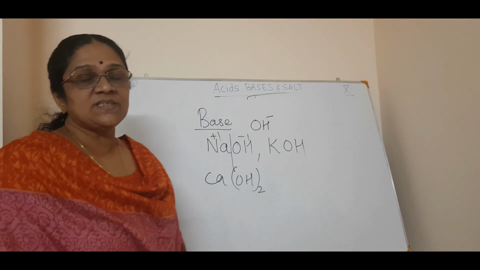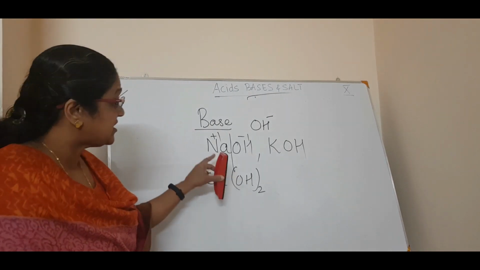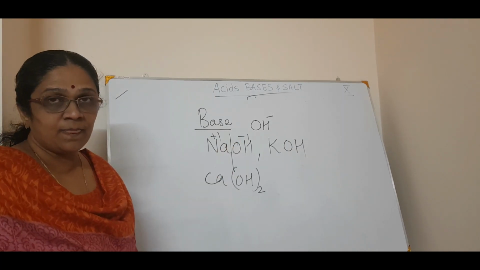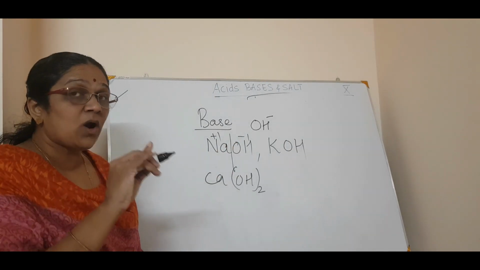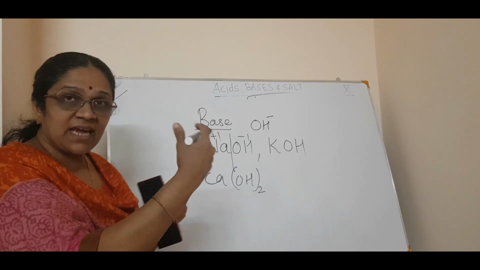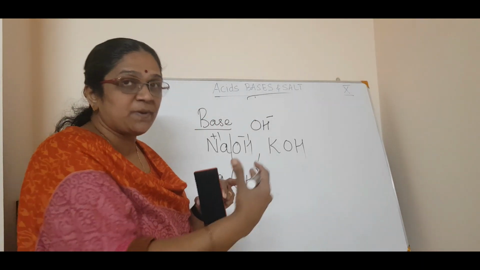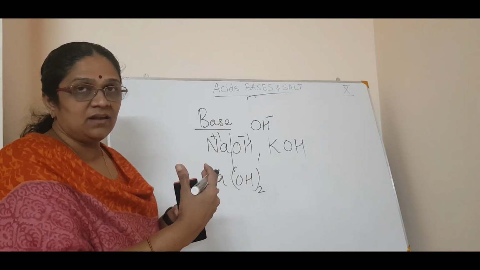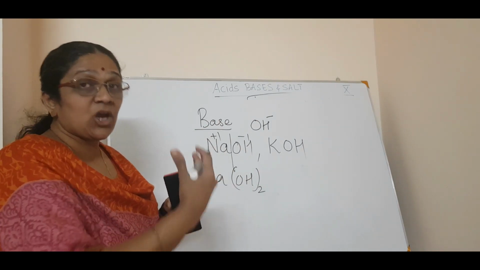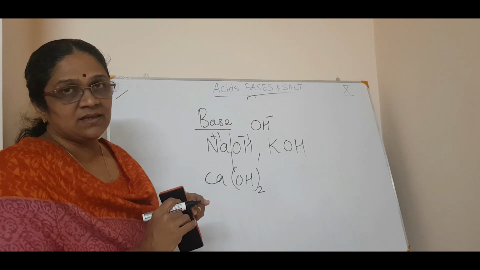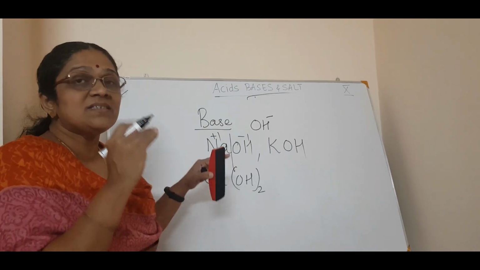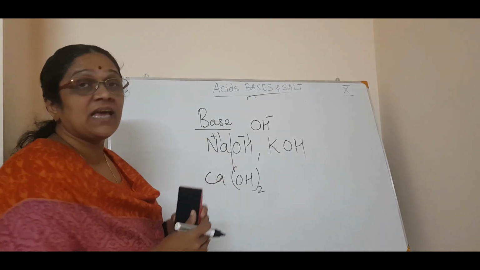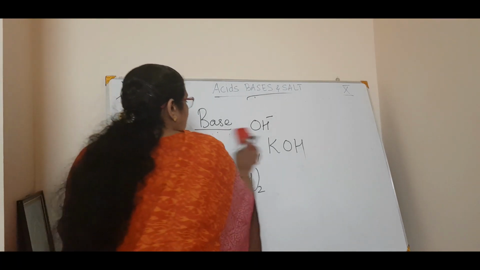Correct? Now what is the reaction of this base with water? The acid plus water, you get what? The ions, H plus aqueous and Cl minus ions, isn't it? That is HCl. H2SO4 means H plus aqueous and SO4 2 minus. Now in the same way, what is the reaction between this base and water?